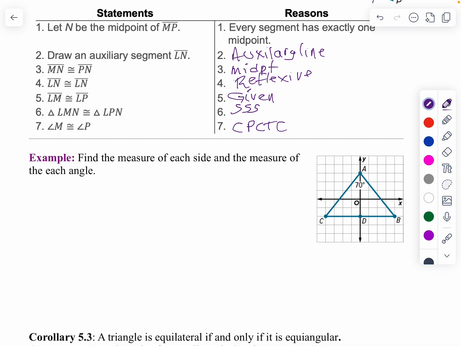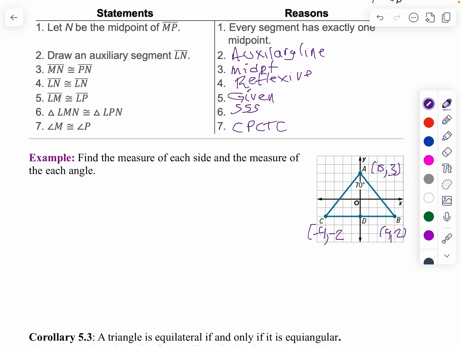Now, on the next problem, we want to find the length of each side and find the missing angles. The first thing I'm going to do is find the coordinates of all of our points. Notice A is up 1, 2, 3, so A is at (0, 3). Then C is over 1, 2, 3, 4 to the left, and it's down 1, 2. B is symmetric to C, so it's at (4, -2).